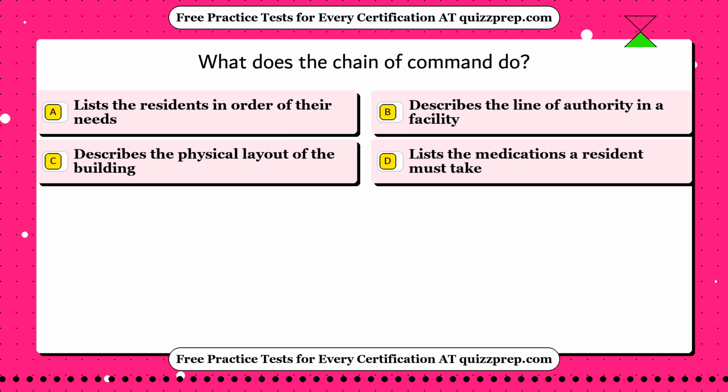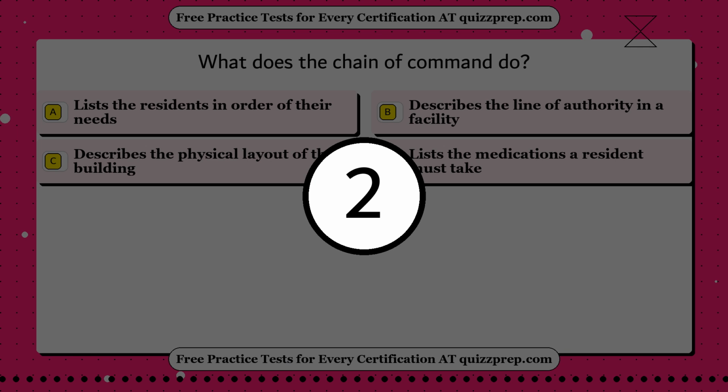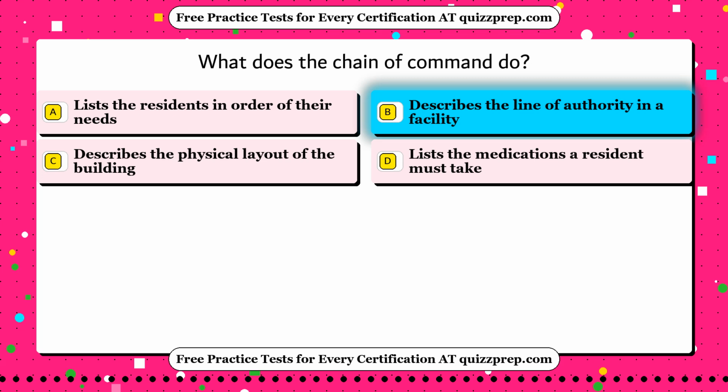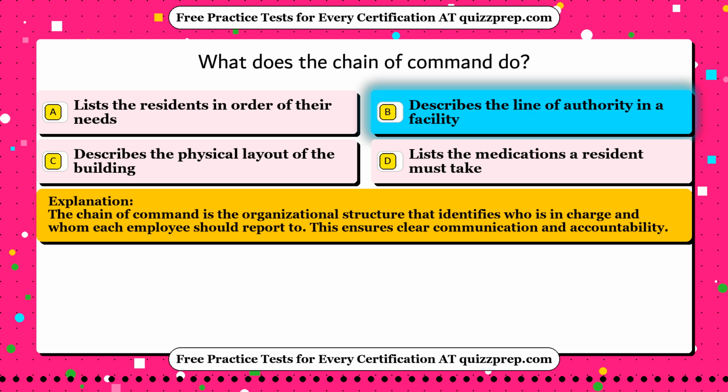Question 10. What does the chain of command do? Option A, lists the residents in order of their needs. Option B, describes the line of authority in a facility. Option C, describes the physical layout of the building. Option D, lists the medications a resident must take. The correct answer is option B, describes the line of authority in a facility. The chain of command is the organizational structure that identifies who is in charge and whom each employee should report to. This ensures clear communication and accountability.